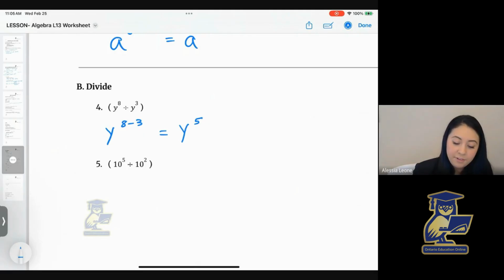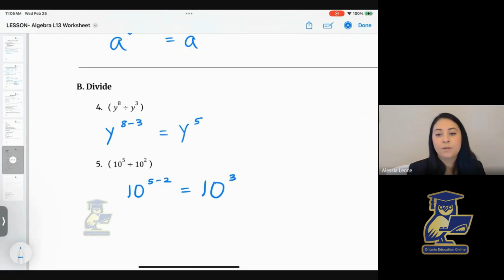10 to the power of 5 divided by 10 to the power of 2. We see 10 is the base, and it's the same base. We know it's division. We know our rule for division is subtracting exponents. 10, and our exponents, let's subtract them. 5 take away 2 is 3. So we end with 10 to the power of 3. And that's where we stop. That's our answer.